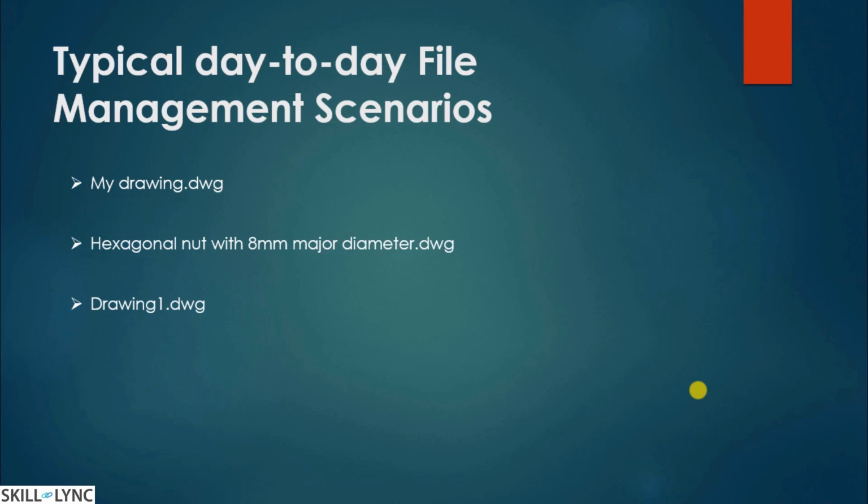And what happens if you modify it? You typically save it as Drawing 1 final, thinking that this is going to be the final one.